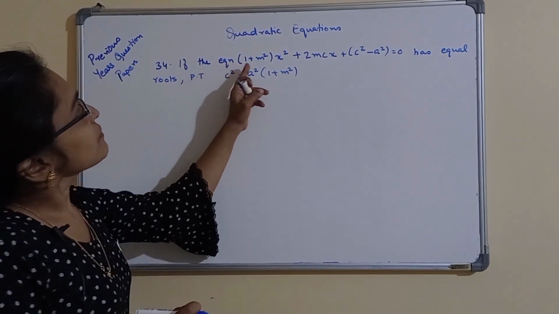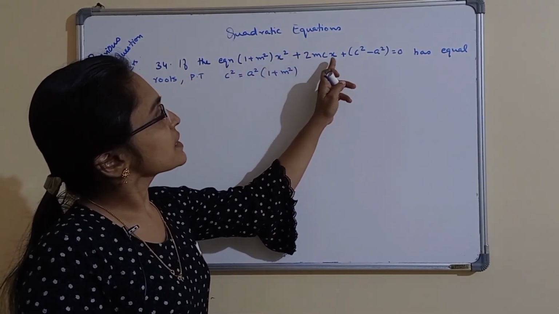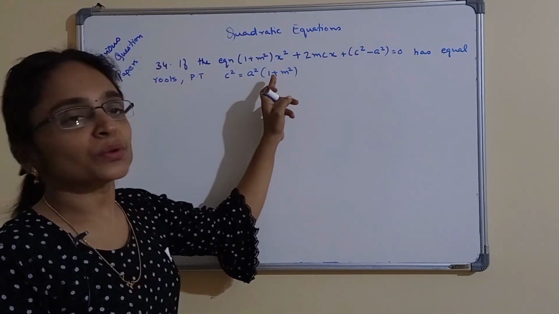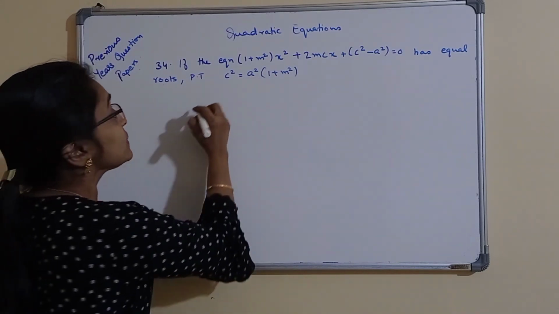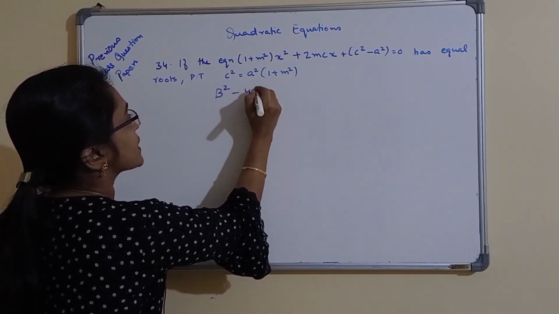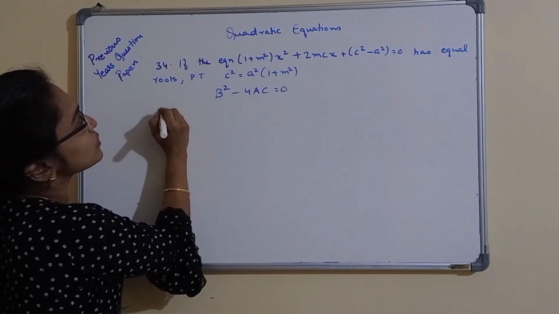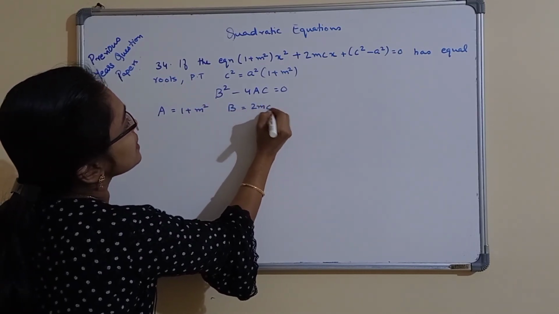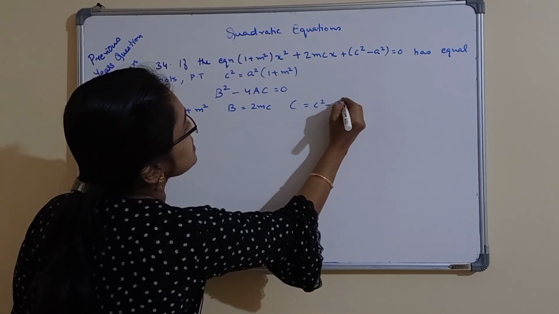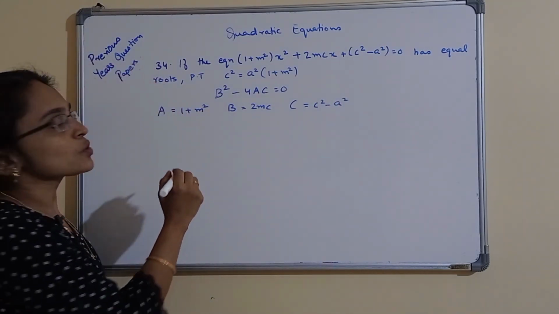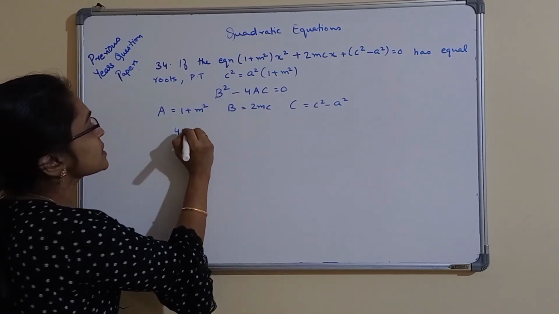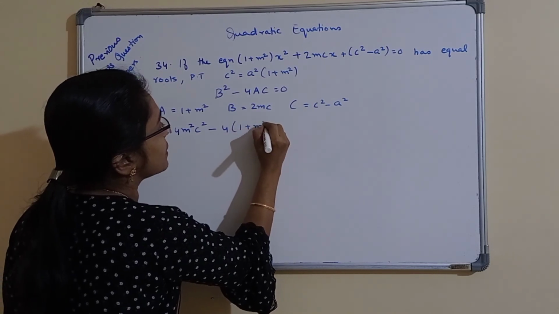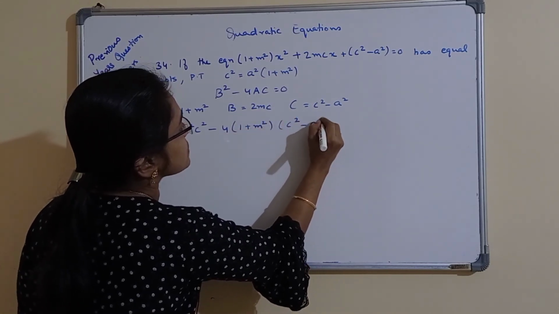Next one, if the equation 1 plus m square into x square plus 2mcx plus c square minus a square equal to 0 has equal roots, prove that c square equal to a square into 1 plus m square. Has equal roots means b square minus 4ac equal to 0. Here a equal to 1 plus m square, then b equal to 2mc and c equal to c square minus a square. Okay. Now b square minus 4ac equal to 0 means 2mc square is 4m square c square minus 4 into 1 plus m square into c square minus a square equal to 0.